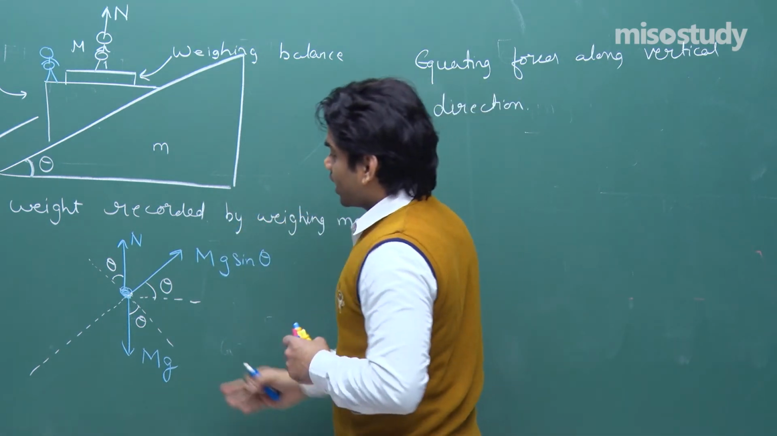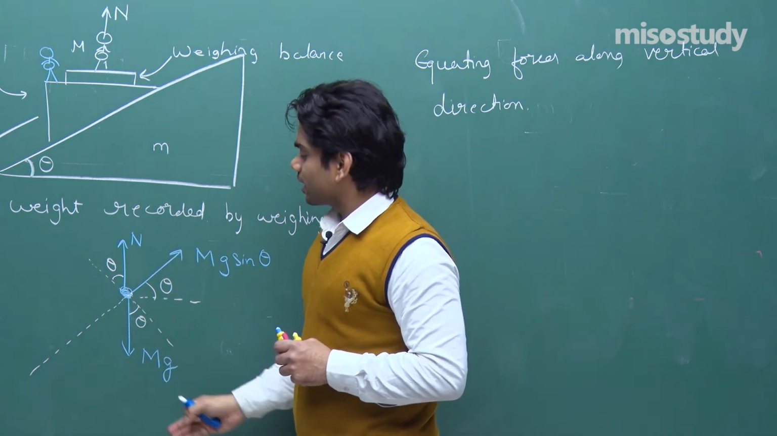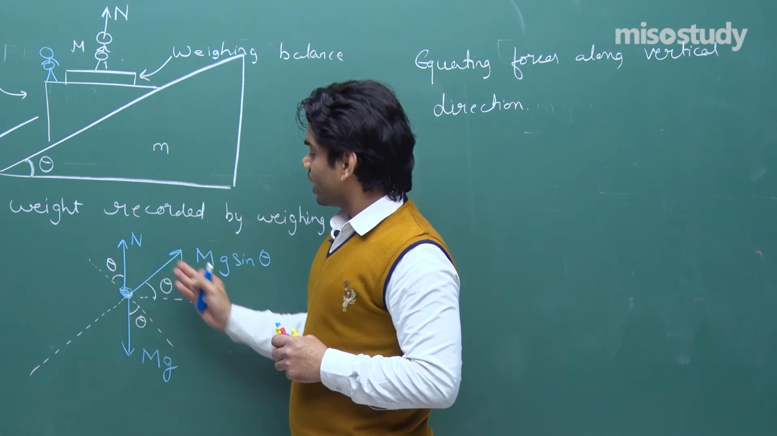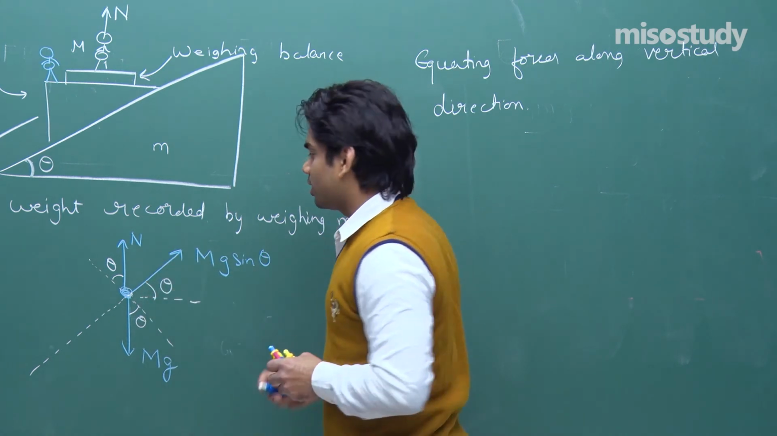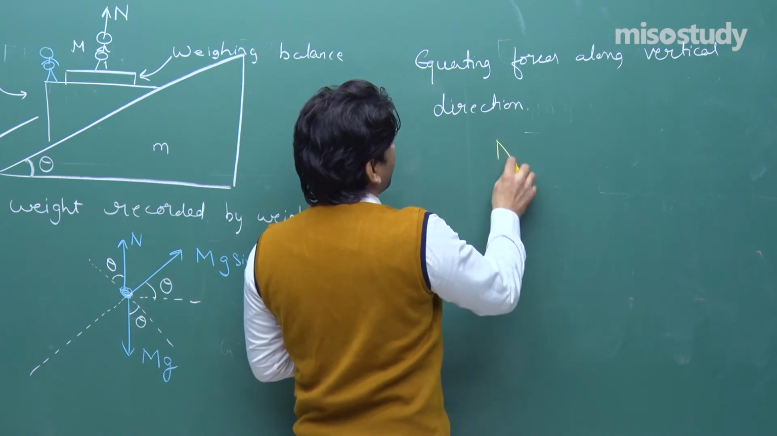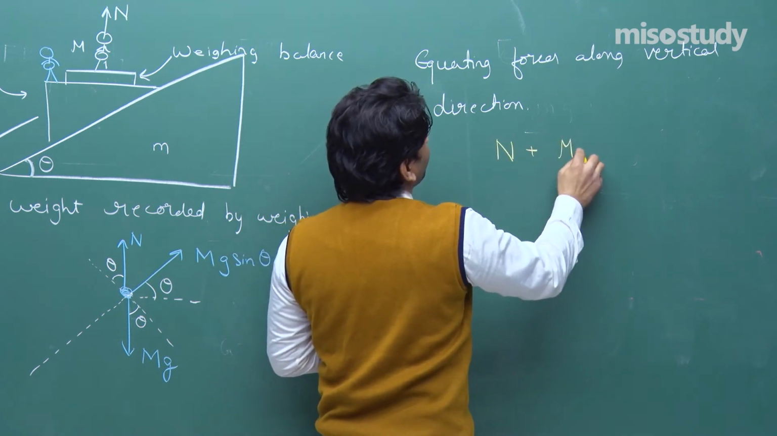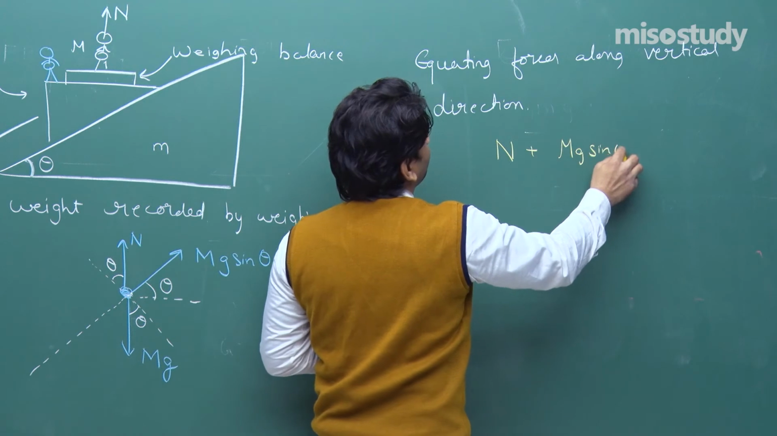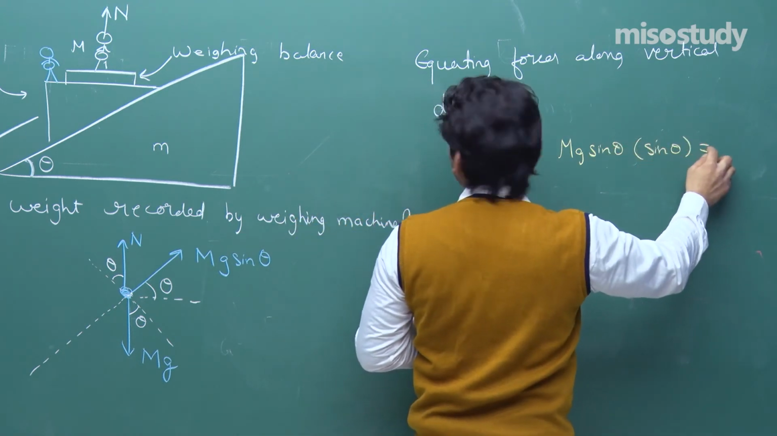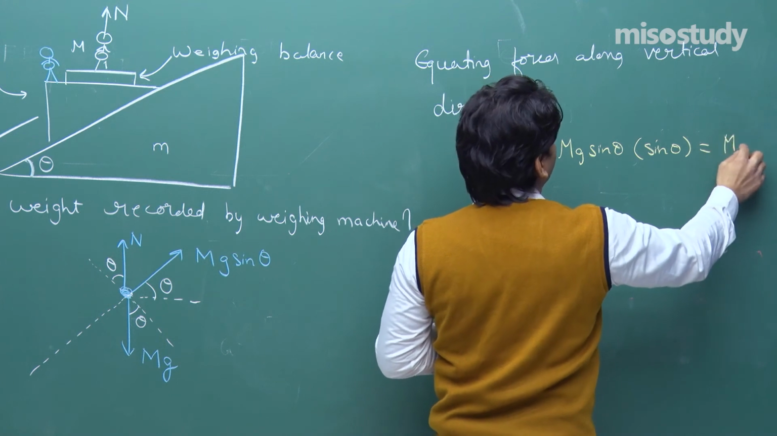You see here, N is acting in the upward direction, mg is acting in the downward direction, and the component of mg sin theta along the vertical will be mg sin theta into sin theta. So we will have the resultant forces N plus mg sin theta multiplied by sin theta equal to mg in the downward direction.